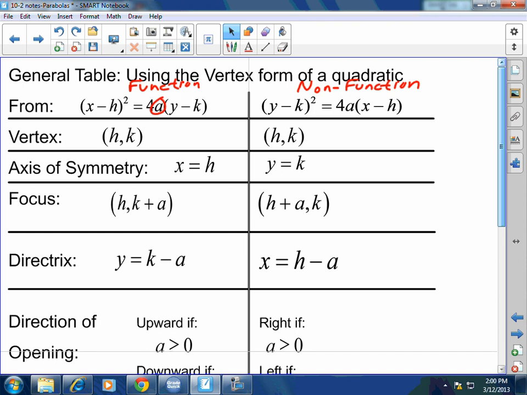So anyways, the non-function quadratic. I have y minus k squared equals 4a times x minus h. The vertex is h, k. The axis of symmetry is this time y equals k. Please be careful, because remember, this graph, it's opening to the right or to the left. The focus is h plus a, comma k. The directrix is x equals h minus a.